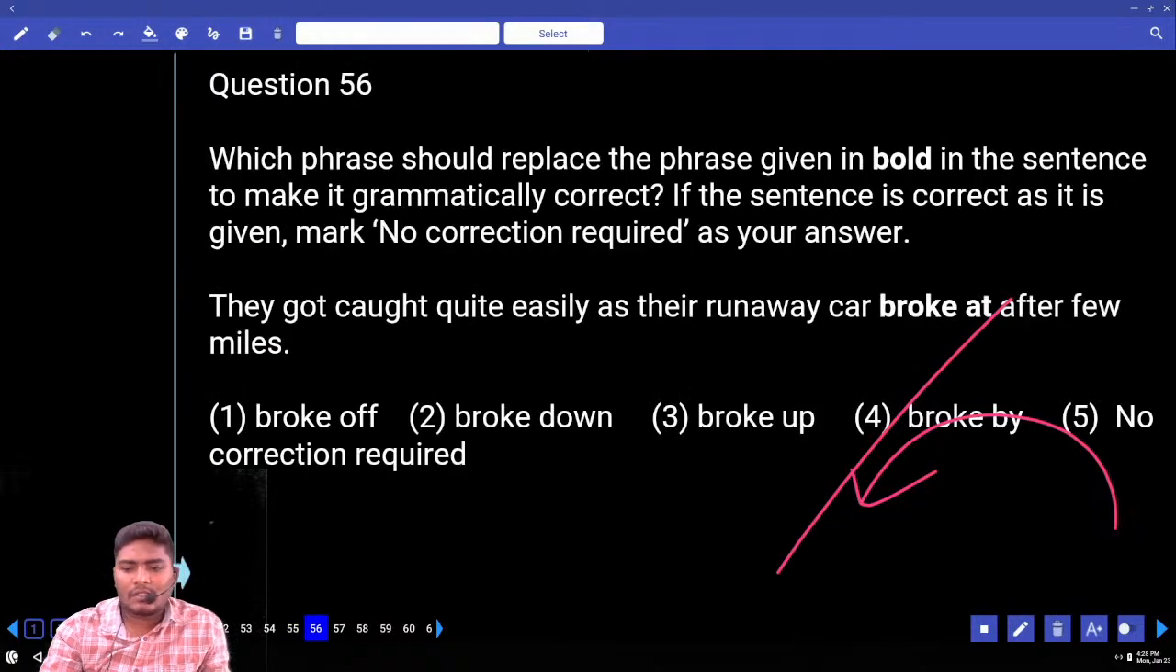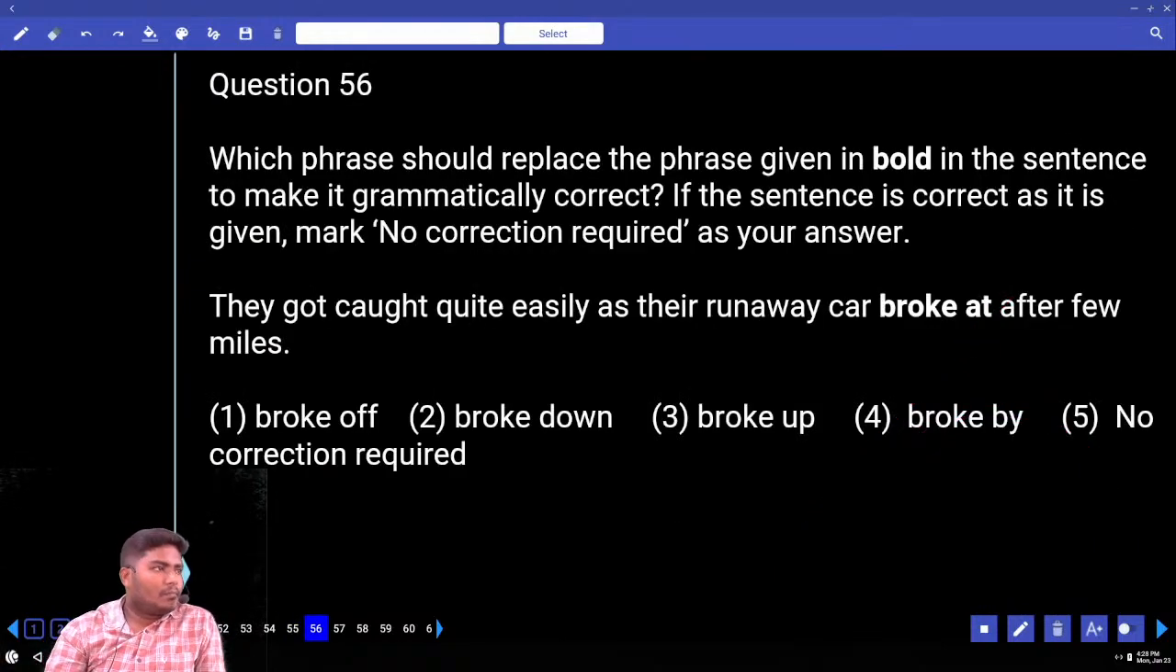Next, move to 56. This is the phrasal verb section. Read the sentence and tell me the answer. They got caught quite easily as the runaway car broke down after a few miles. There are one or two thieves who stole a car and they are on the run. After going for some miles, their car stopped. So after that, police went and caught them. They arrested them.